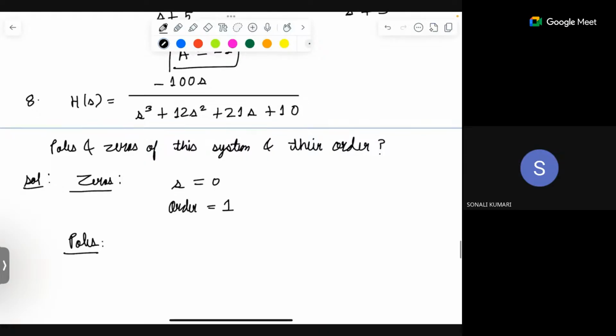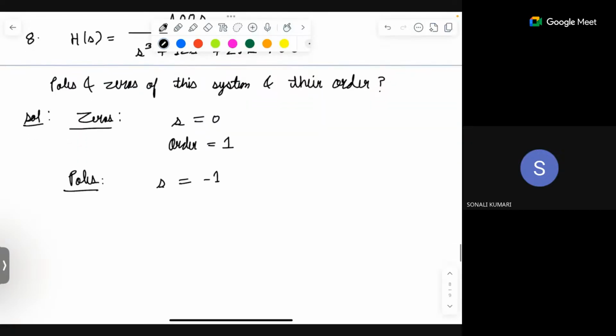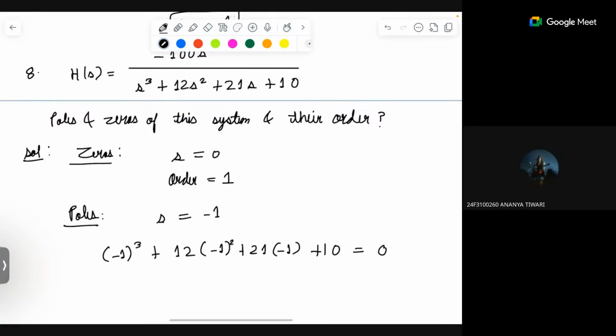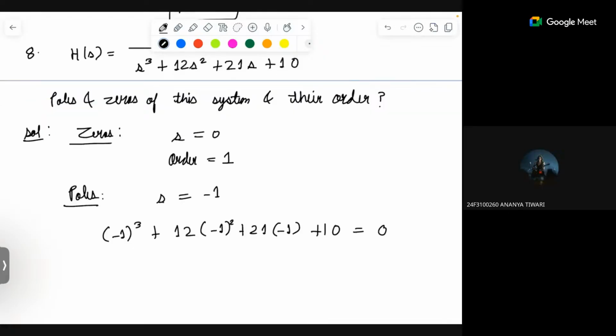So we see that this is a cubic equation. First we find one root by hit and trial, and for the next roots we use the division process. So let us take s equal to minus 1 and see what we get in the denominator polynomial. Minus 1 cube plus 12 times minus 1 square plus 21 times minus 1 plus 10. This is coming out to be 0. Are you able to see this? Yes. So that means s equal to minus 1 is a pole.